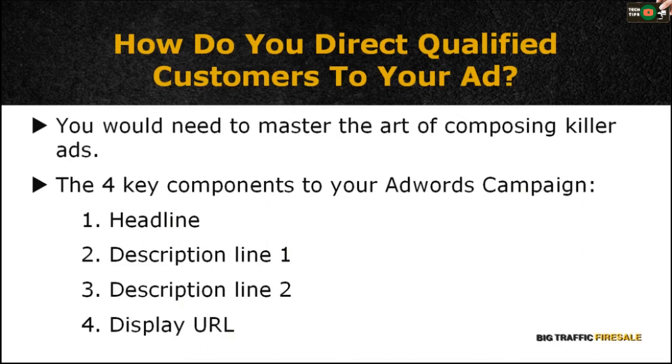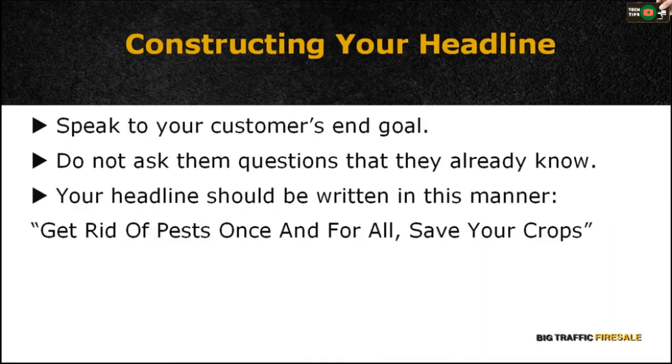There are 4 key components to your AdWords campaign. 1. Headline. 2. Description line 1. 3. Description line 2. 4. Display URL. Bear in mind that these components will either make you or break you. First, let's look at the headline. The headline should be your main focus, as it's what your prospects will be reading first of all. Moreover, AdWords will only allow a maximum of 25 characters per headline, so make every precious character count.